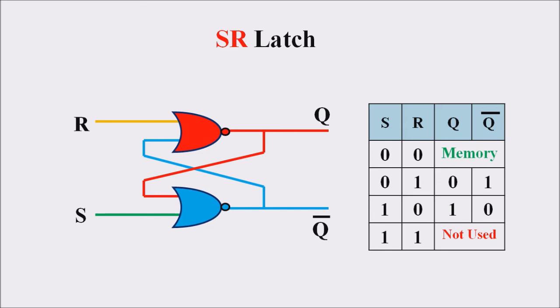The condition S equal to 0, R equal to 1 means we are dealing with a reset condition, that is, the value of Q will be 0. S equal to 1, R equal to 0 means we are dealing with a set condition, that is, we are setting the output Q as 1. And the 1, 1 condition, that is S equal to 1, R equal to 1, is not used in an SR latch. That is, this is a contradictory condition. So the 1, 1 condition is not used in an SR latch using NOR gates.